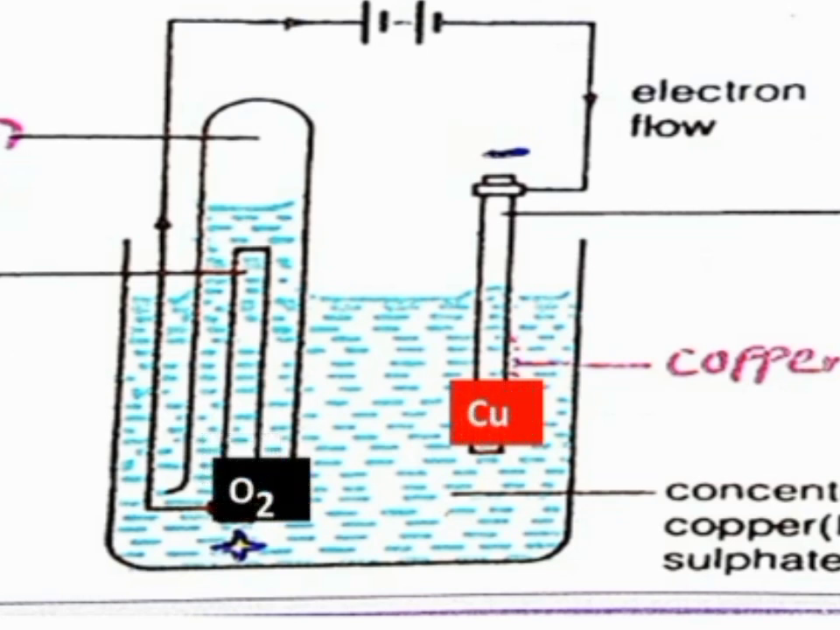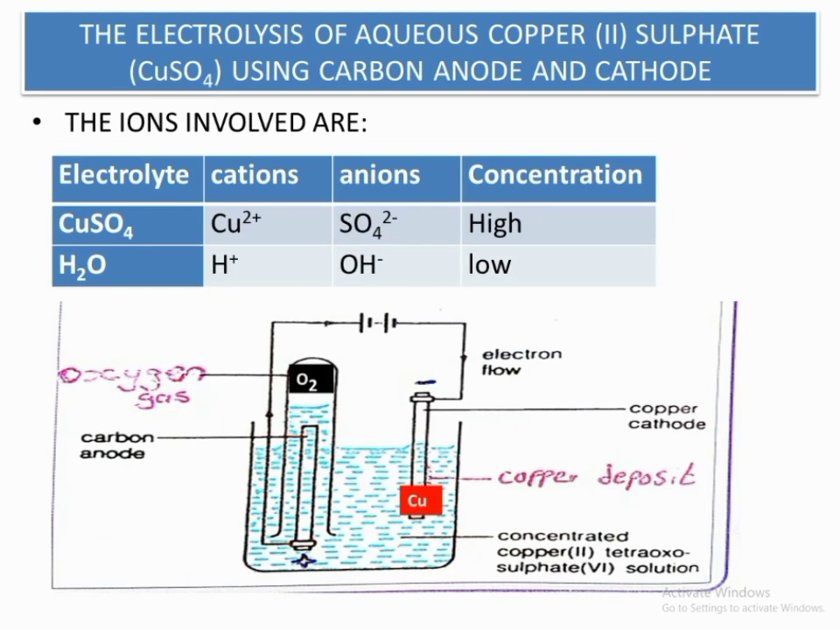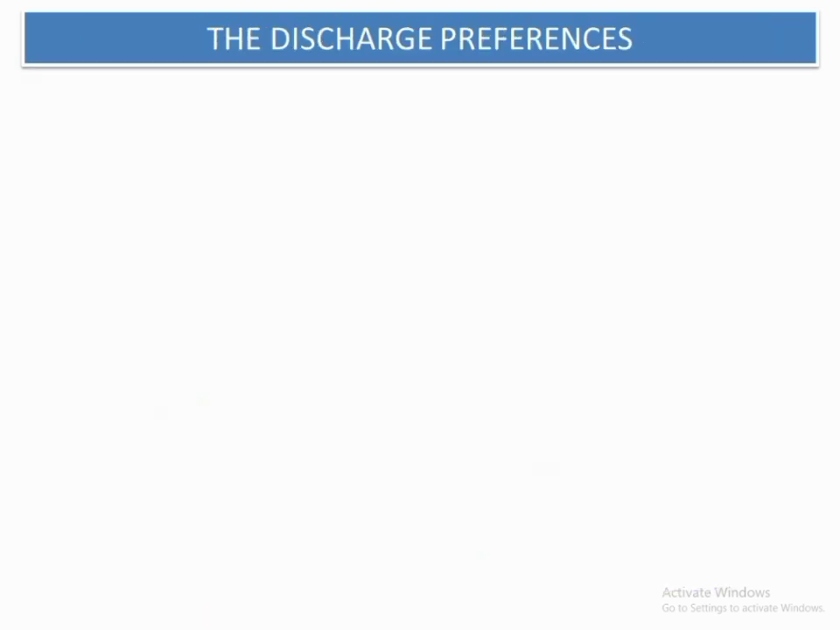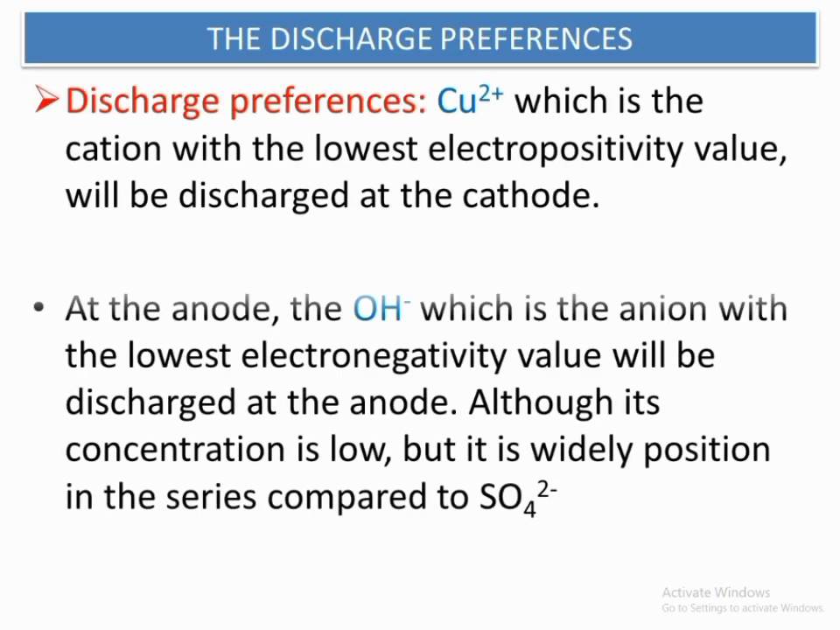Cu2+ goes there to gain electrons, and then is discharged as copper, which sticks to the body of the copper rod, which is the cathode in this case. Then OH- discharges as oxygen and water. Oxygen is a gas that is collected over this inverted test tube. Okay, now the discharge preference. Cu2+ is discharged at the cathode, OH- is discharged at the anode.